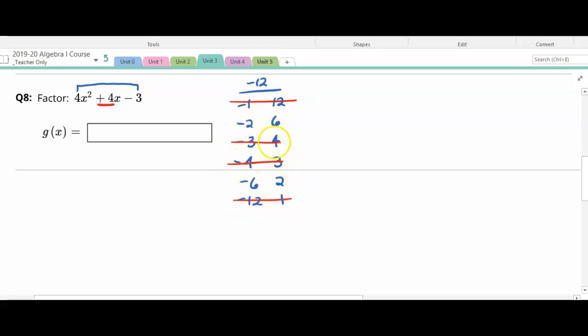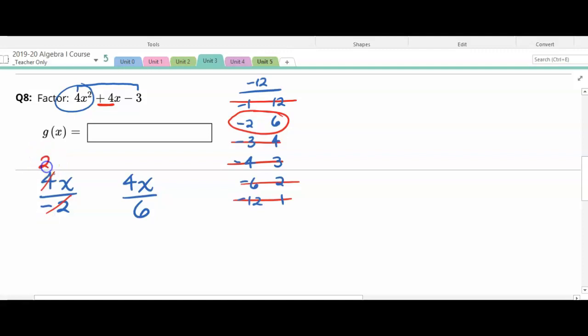Well, these both combine to give me a 4, but this one gives me a positive 4. So the rule is you take this first term and rewrite it, but you don't need to make it squared anymore, just 4x. Then we're going to put the winning combination underneath them and reduce. Put them in lowest terms.